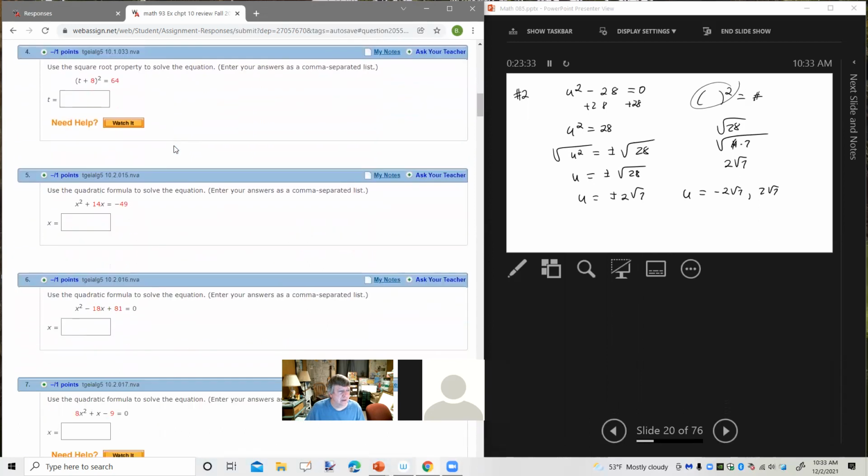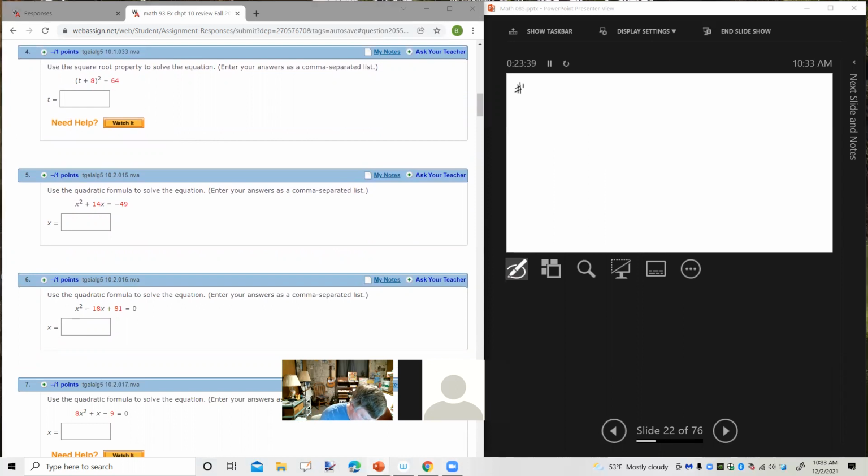All right, let's go down here and take a look at number 4. Here we have to use the square root property to solve the equation. We already have a perfect square containing a variable equal to some number. So we can go ahead and take the square root of both sides of the equation, including the plus or minus on the right side. So now we get t plus 8 equals plus or minus the square root of 64, which is 8. But we're not done yet because we're solving for t. So we'll subtract 8 from both sides.